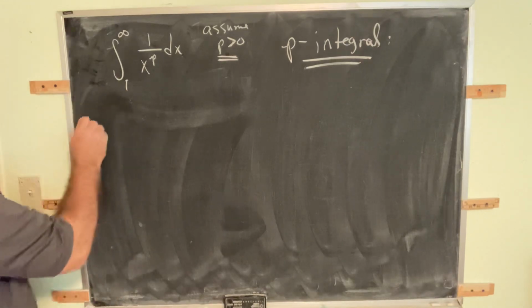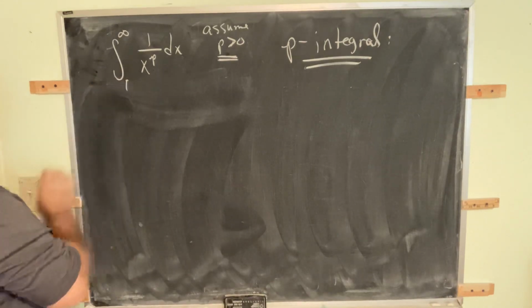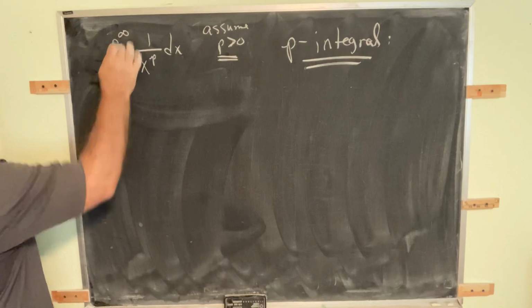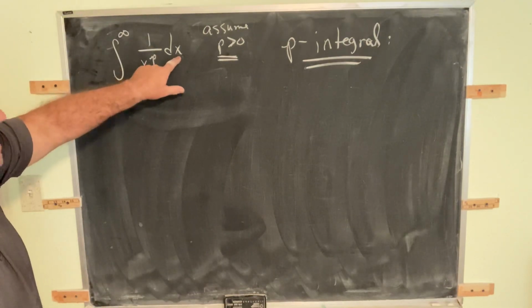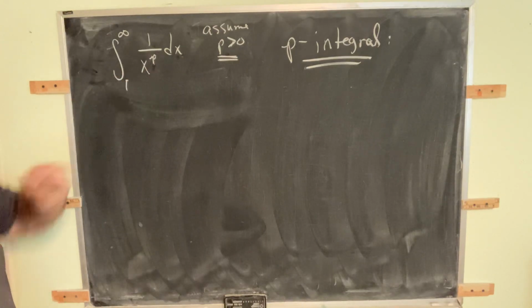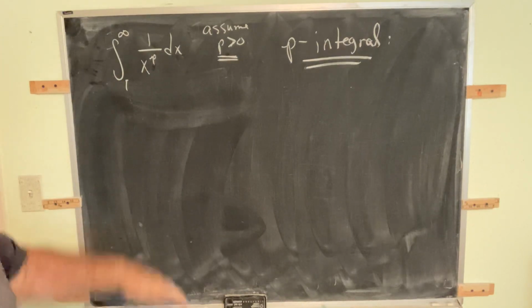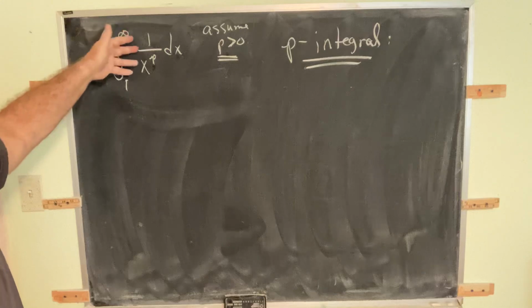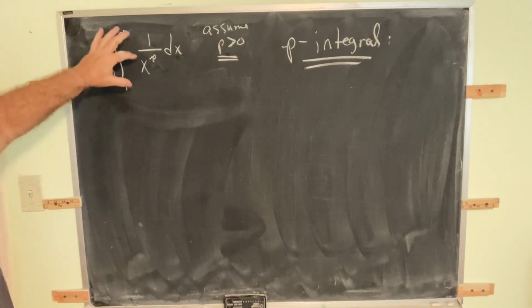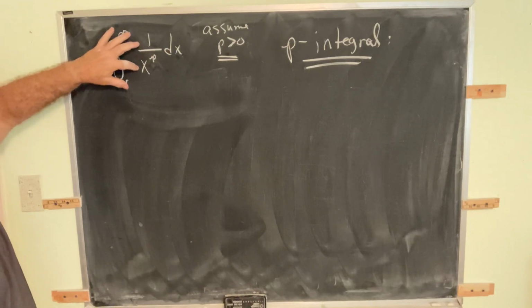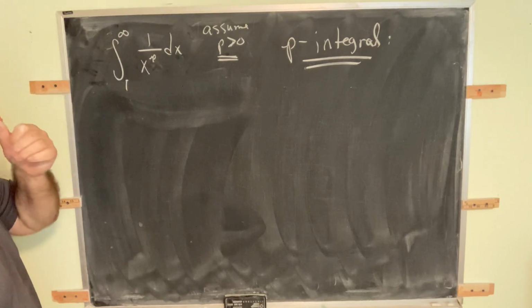So, suppose we're going to evaluate this. This is an improper integral. Now remember that with respect to this integral, x is the variable, p is a constant. P is a fixed constant with respect to this antiderivative. P might be 5, p might be 7, but it is not the variable of the antiderivative. X is the variable of the antiderivative.